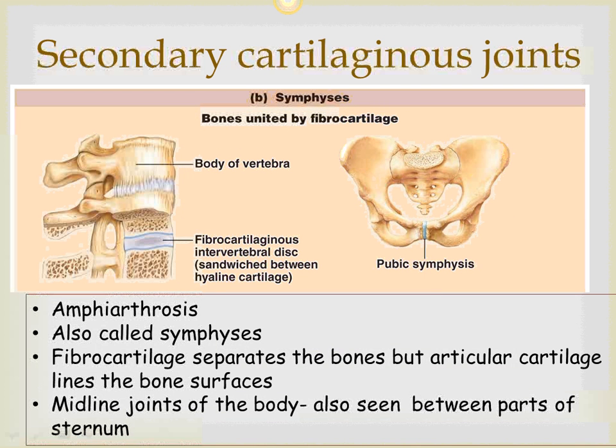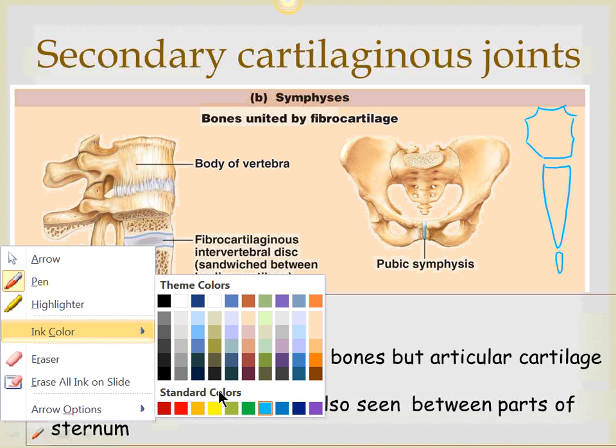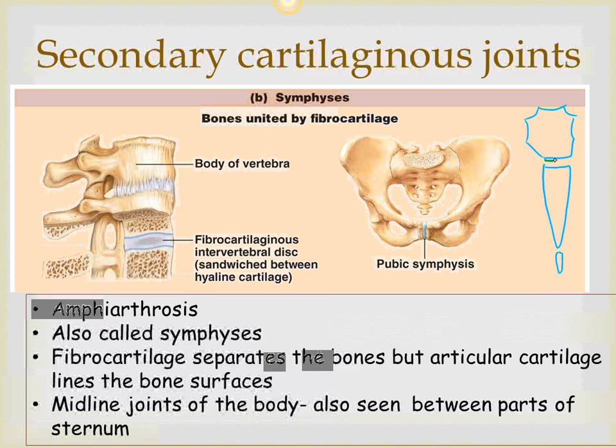Another point is that these are seen in midline joints of the body. If you look at it, the pubic symphysis is right in the midline of your body, right? The vertebral column is again in the midline of your body, so the intervertebral discs between the vertebrae are in the midline. Another example in the midline is the sternum. If you look at the three pieces of the sternum, here is the manubrium, this is the body of the sternum, and this is the xiphoid process. In between these three pieces of the sternum you have fibrocartilage, here and here.